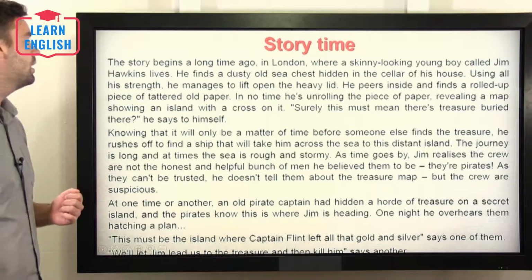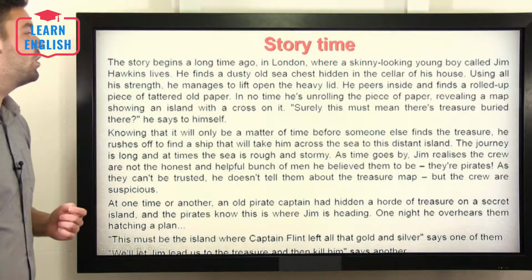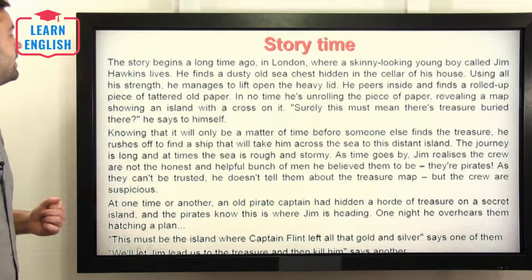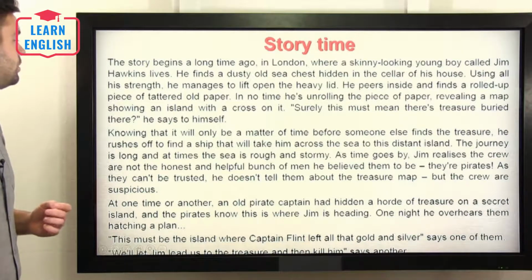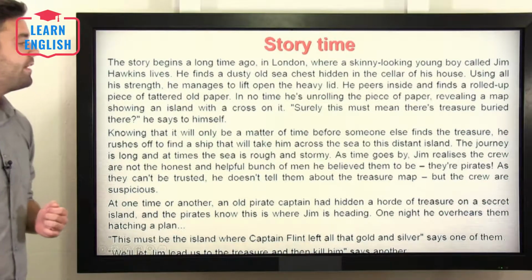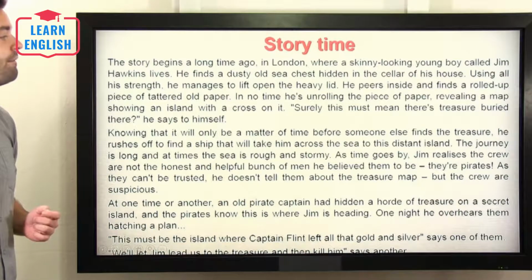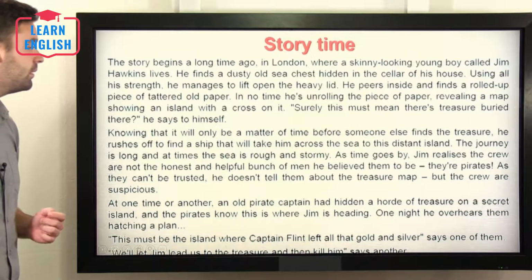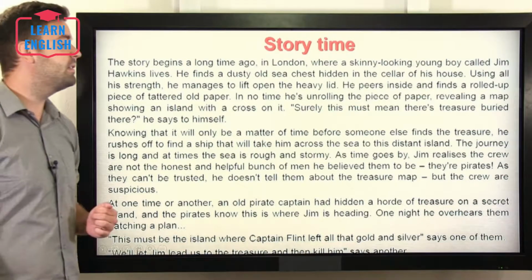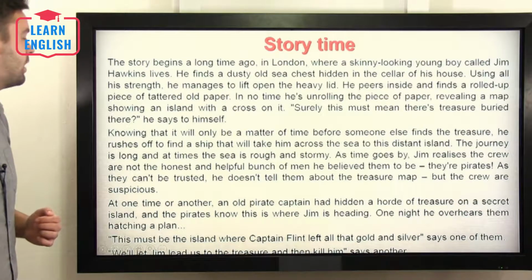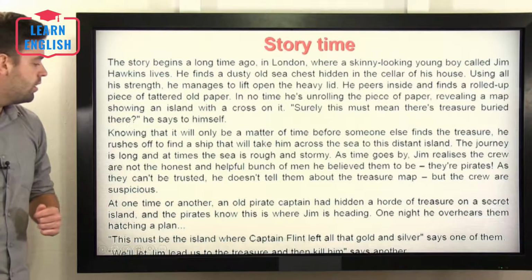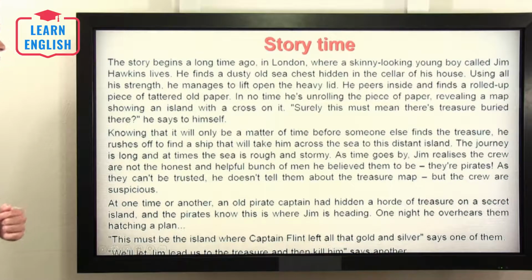So let me begin. The story begins a long time ago in London, where a skinny-looking young boy called Jim Hawkins lives. He finds a dusty old sea chest hidden in the cellar of his house. Using all his strength, he manages to lift open the heavy lid. He peers inside and finds a rolled-up piece of tattered old paper. In no time, he's unrolling this piece of paper, revealing a map showing an island with a cross on it. Surely this must mean there's treasure buried there, he says to himself. Knowing that it will only be a matter of time before someone else finds the treasure, he rushes off to find a ship that will take him across the sea to this distant island.